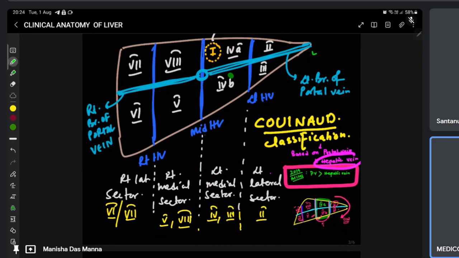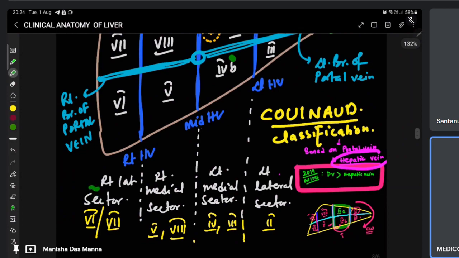Okay, is it clear? First of all, the concept of sectors, is it clear? Right sectors, right lateral, right medial, left lateral. Sectors concept clear. Now, which segments are in which sectors?